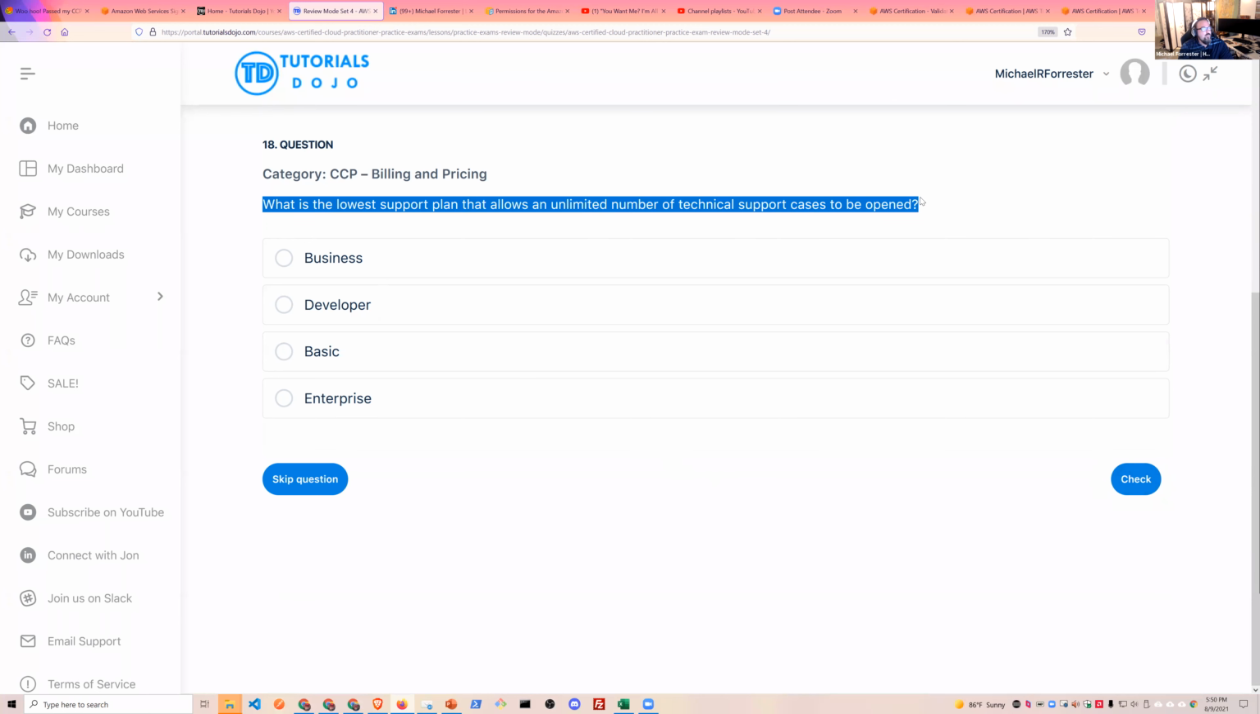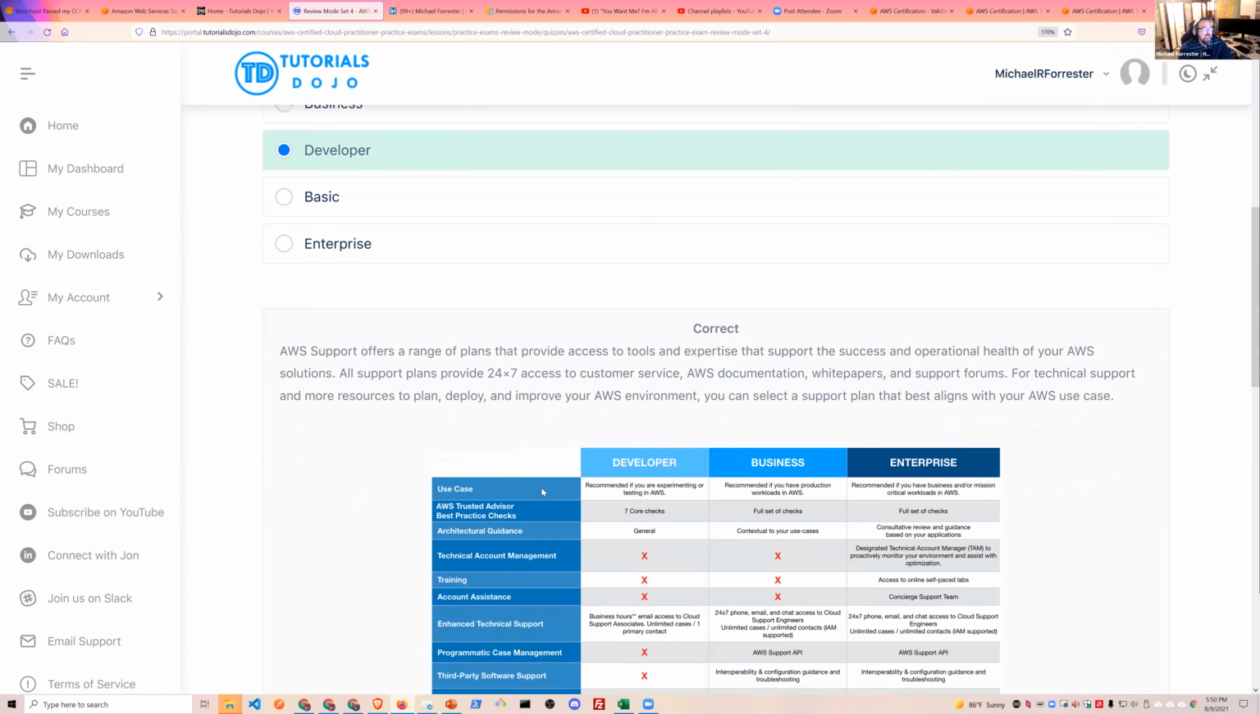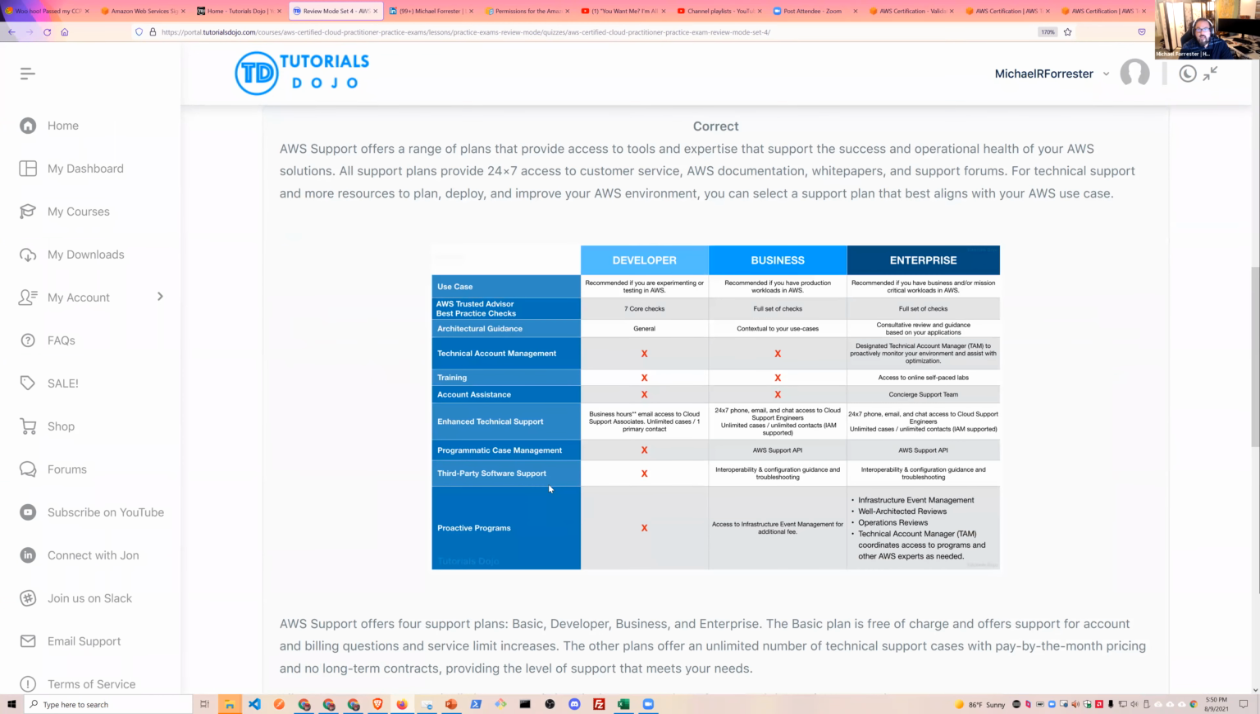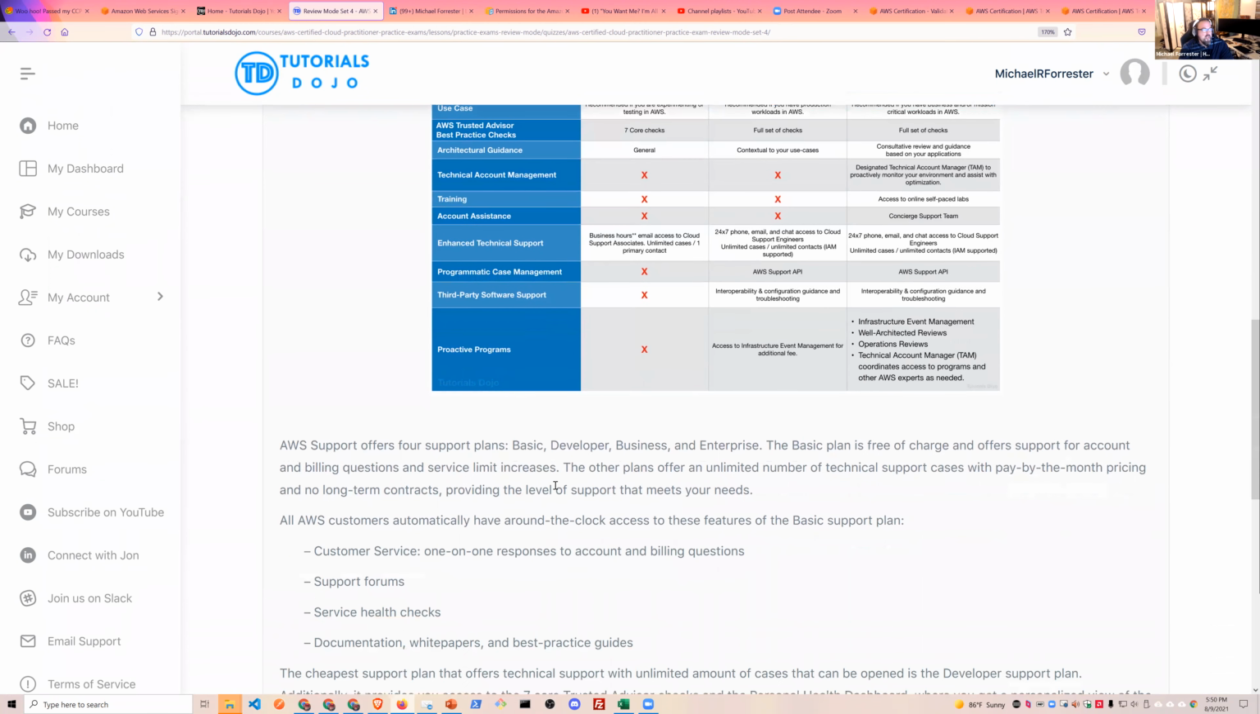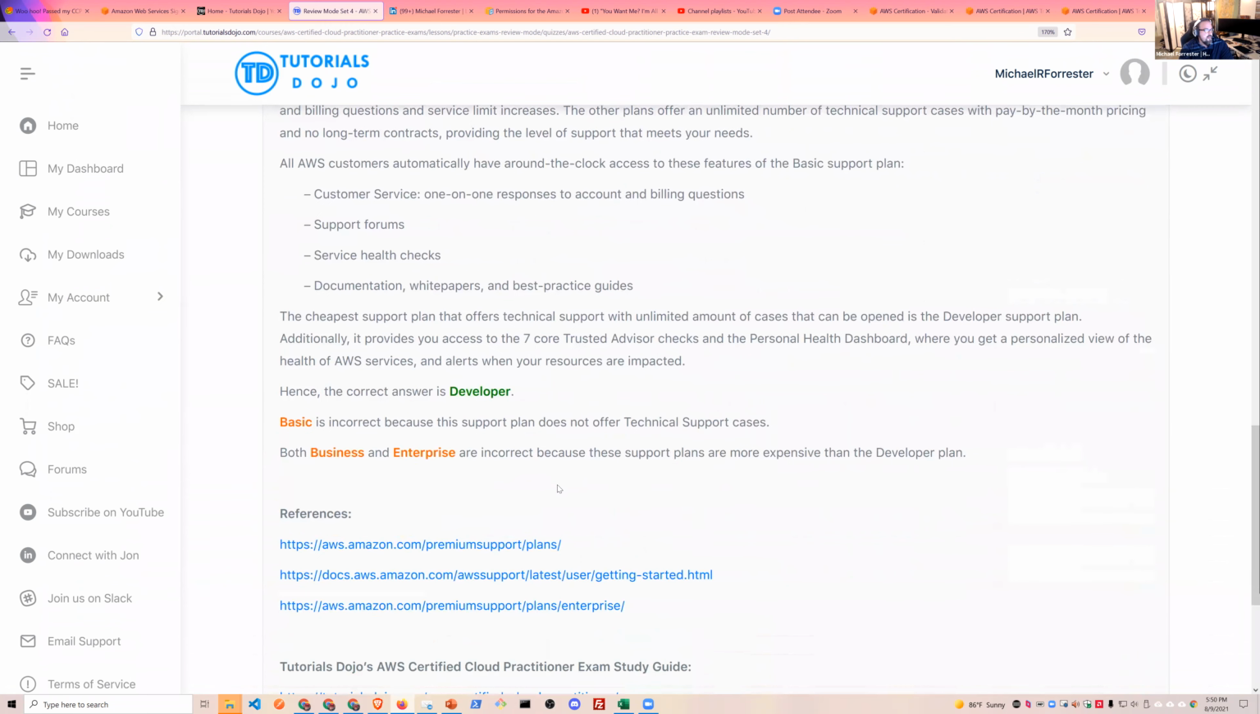What is the lowest support plan that allows an unlimited number of technical support cases to be open? Ooh. This is interesting. Unlimited number of support cases. All right, I see developer listed there. Let's see, right? It is. Well, developer is basically the lowest cost paid plan that you can have. I can't remember what it is, but I think it's like $100 or some percentage, whatever is higher now.